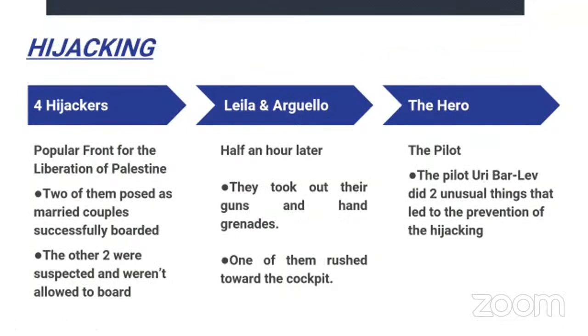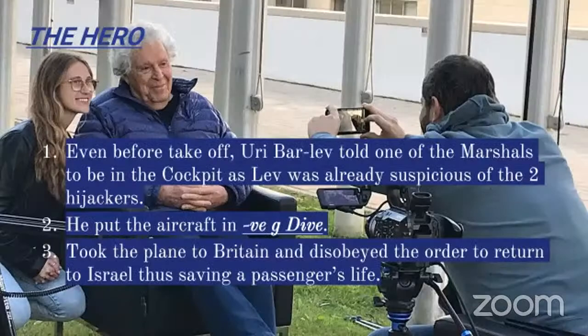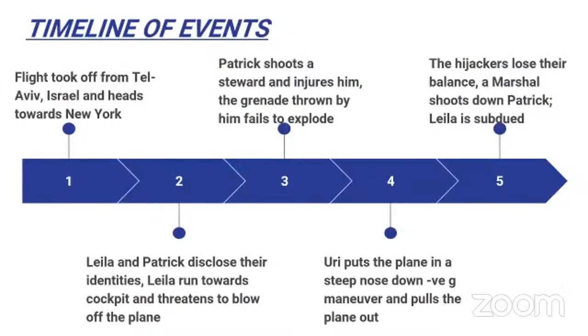Roughly 30 minutes after the flight took off from Amsterdam, the hijackers revealed their identity and threatened to blow up the aircraft. At this point, the pilot put the nose into a negative G dive, and then the hijackers were stopped by the marshals, which we'll quickly look at next. All these incidents happened within just 2.5 minutes.